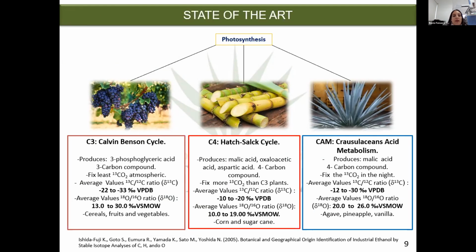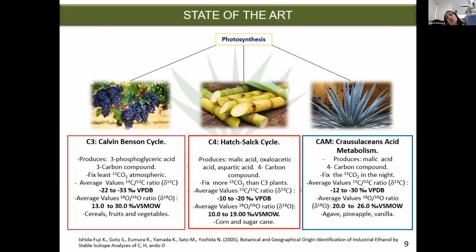The second group in nature is the C4. We can find corn and sugar cane in this group. The values for isotope ratio of carbon-13 are between -10 to -20 parts per mil, and the values of oxygen-18 are between 10 to 19 parts per mil.